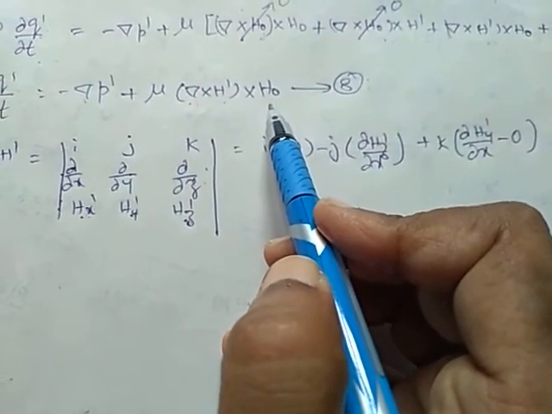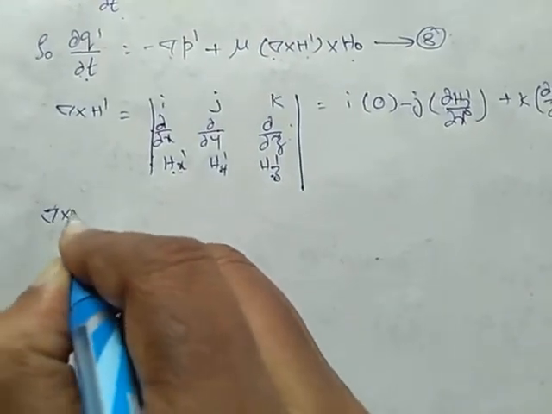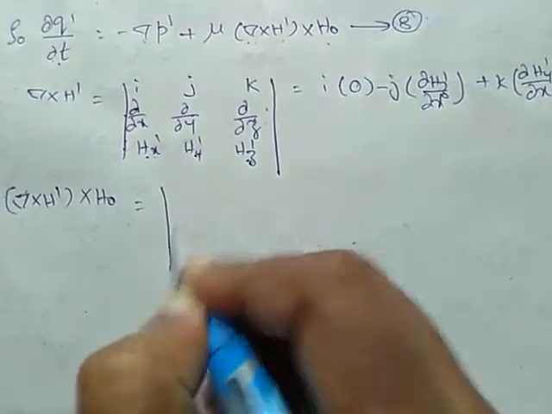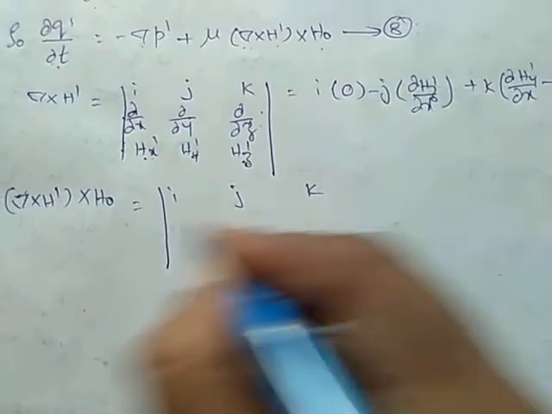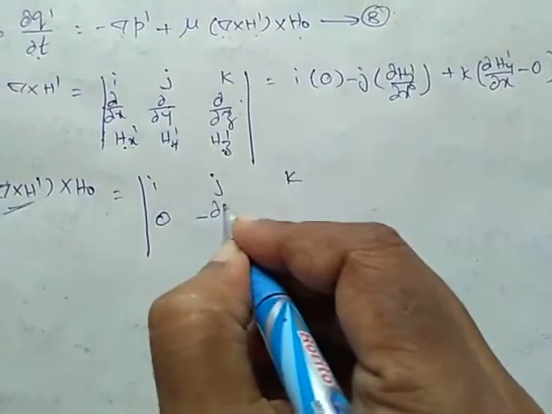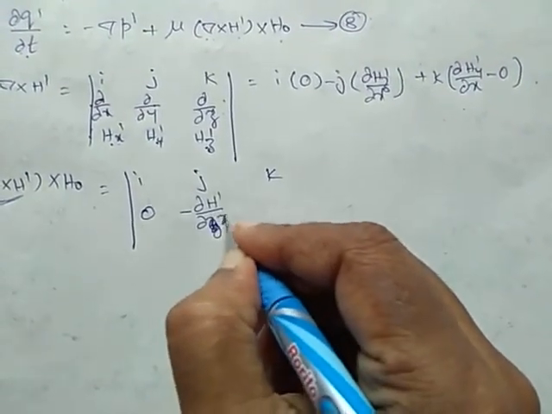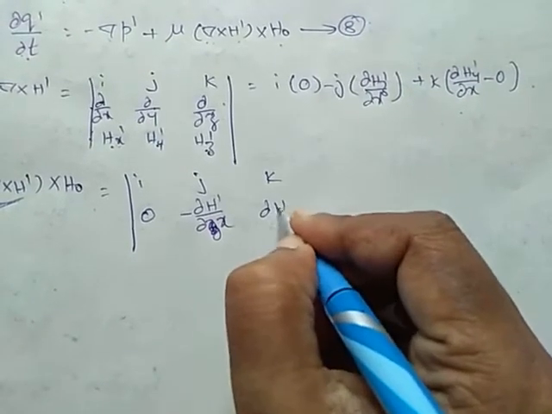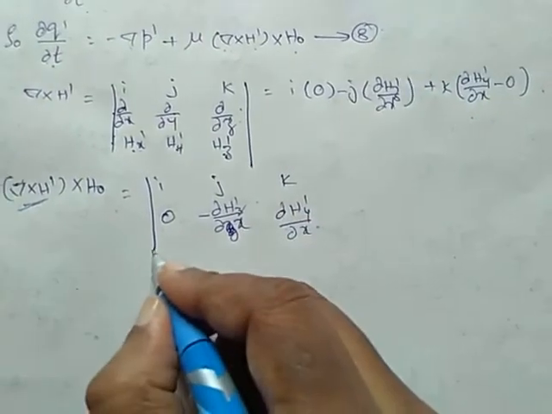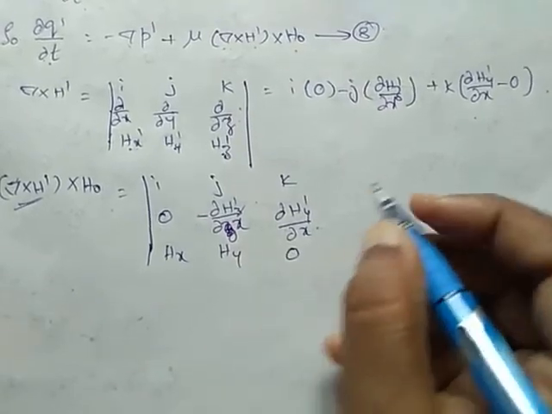Again we are going to find the determinant of del cross h dash cross h naught, which is i, j, k. Del cross h dash is 0, minus dou h dash by dou x, dou hy dash by dou x. This is z. Last one, h naught is hx, hy and 0.